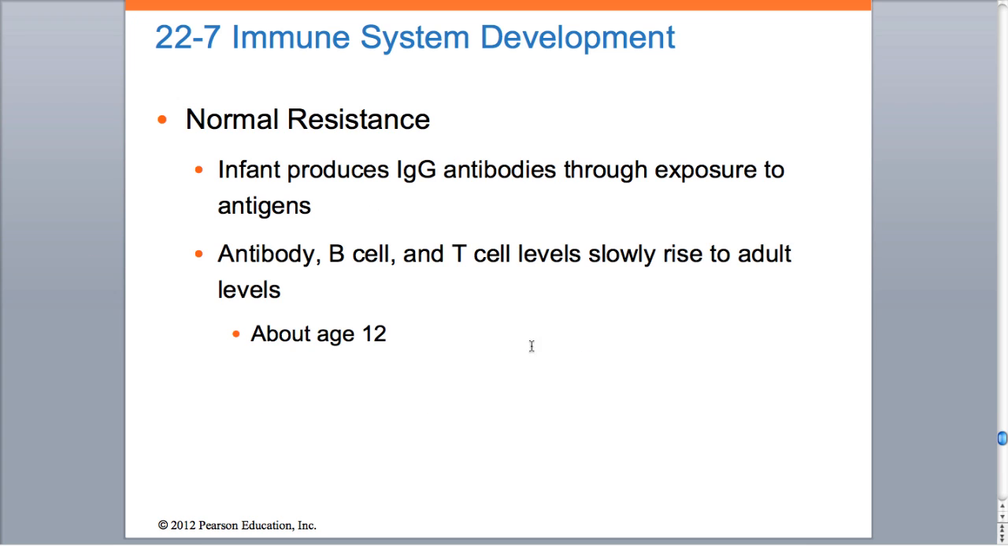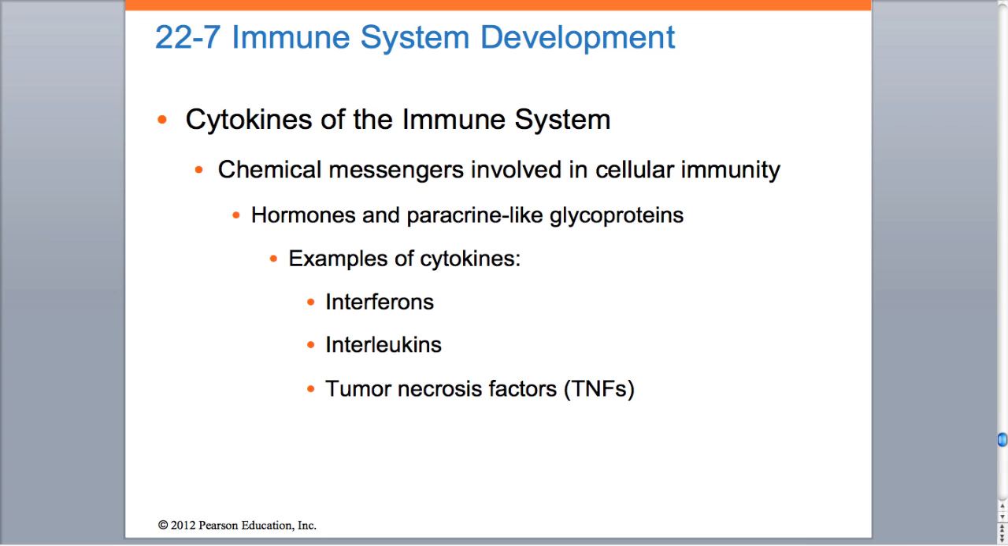All right, this slide is worth keeping in mind. Infant produces IgG antibodies through exposure to antigens. Antibody, B cell, T cells levels slowly rise to adult levels at about age 12. And that's where you get your normal protection, by age 12. Okay, so normal resistance by age 12. That is why kids very, very young and the very, very old have issues with their immune system.